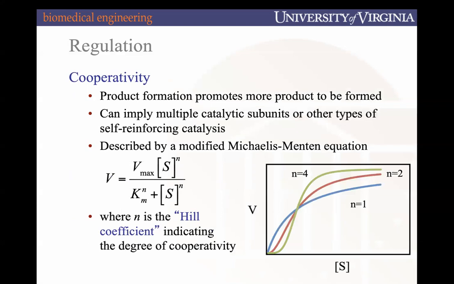So cooperativity, again, is where the product that's formed by the reaction promotes more product to be formed. The way this is typically modeled is by something called the Hill coefficient. It's an exponent that's included within the Michaelis-Menten model, and it's typically defined experimentally.